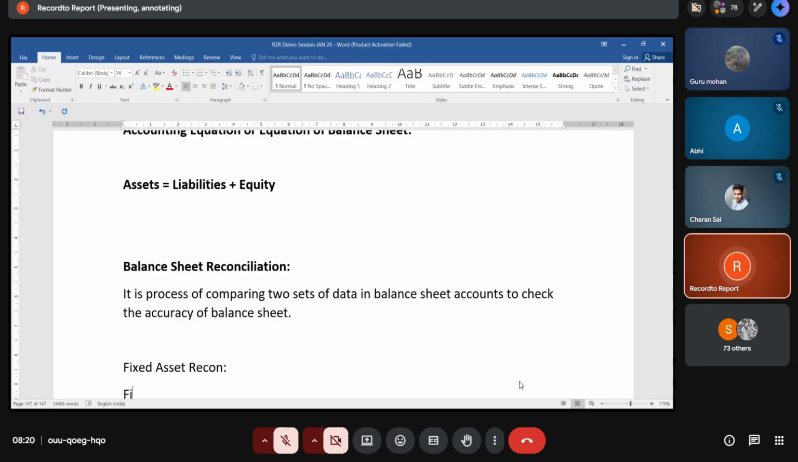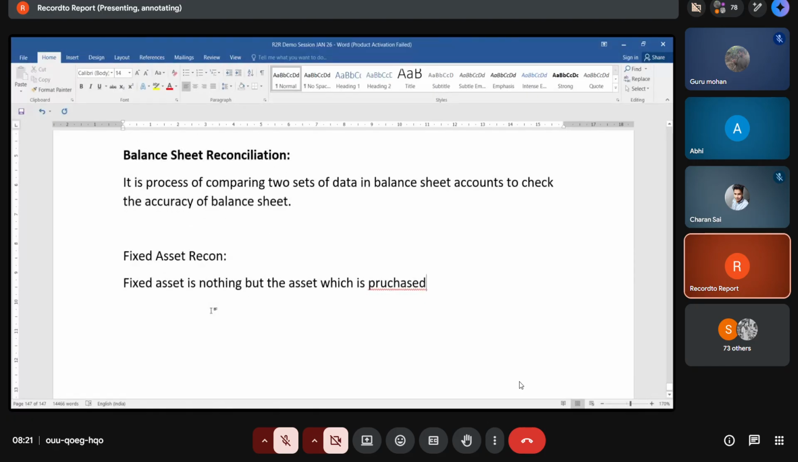So what is the meaning of a fixed asset? A fixed asset is nothing but an asset which is purchased to generate the revenue of a company in the long run. The asset which is purchased to generate the revenue of a company in the long run is called a fixed asset. Okay.